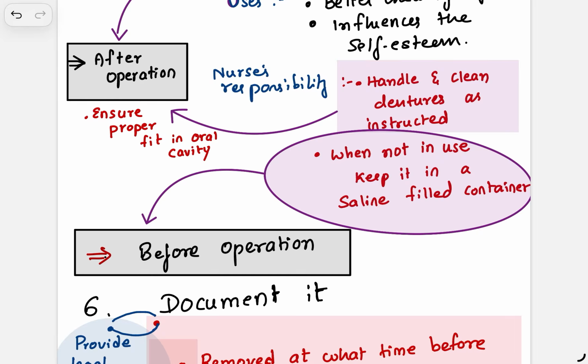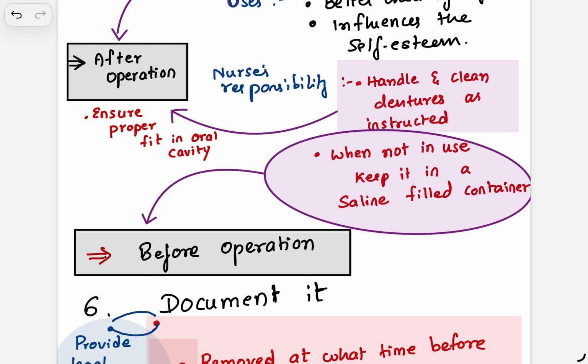So after the operation, we need to encourage the patient to use the dentures. For that, you should not force the dentures to fit. It should be the appropriate size and appropriately labeled for the particular patient. And you should give only that patient's own dentures to the patient, right?